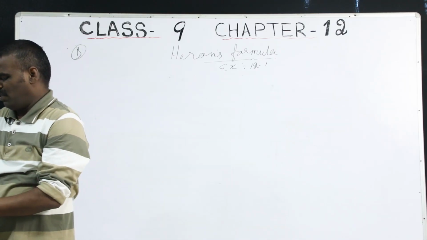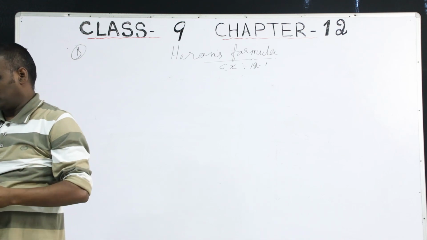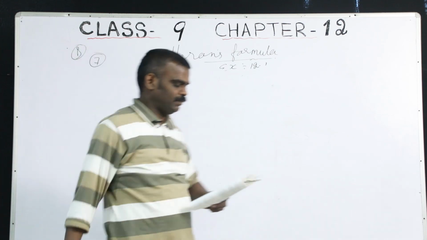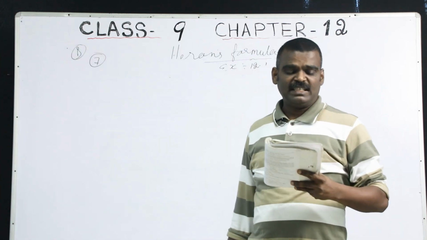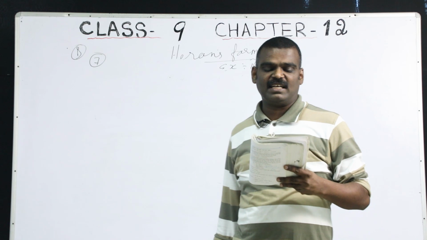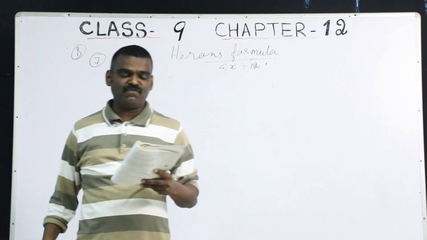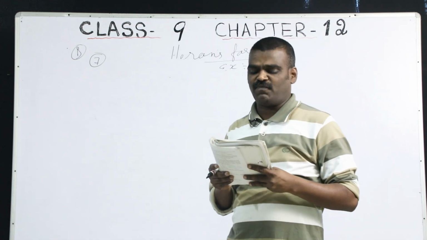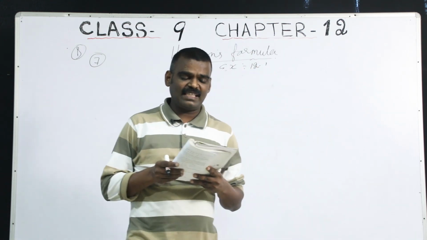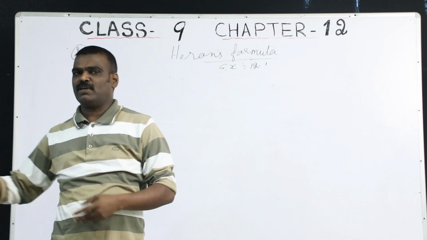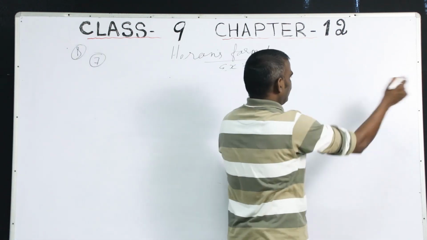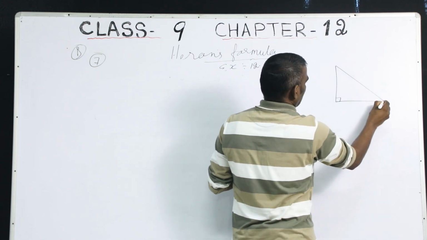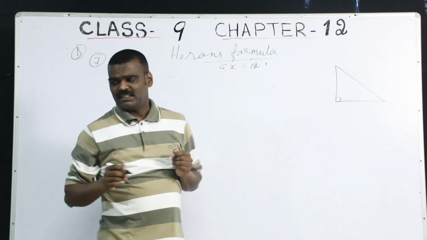Okay, children, the important and difficult questions. Question number 7. Read the question, all of you. The length of two sides of a right triangle containing the right angle differ by 2 centimeter. I repeat, the length of two sides of a right triangle containing the right angle differ by 2 centimeter. Right triangle, you know very well, right? A triangle which has how many degree? 90 degree. One angle should be 90 degree.